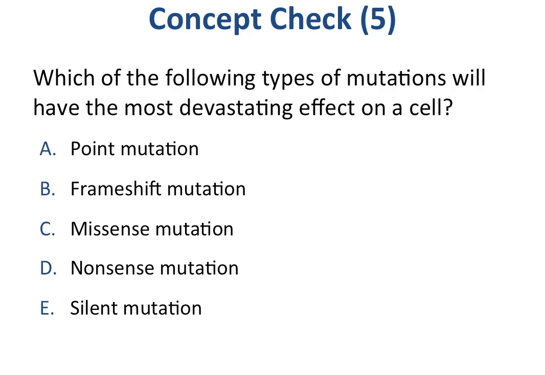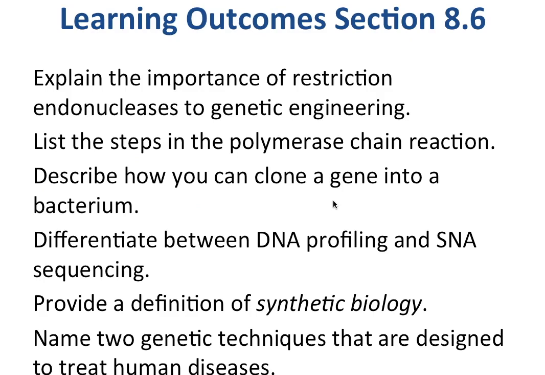Now let's work on this question. Which of the following types of mutations will have the most devastating effect on cells? So I give you 5 seconds. So the correct answer is B, frameshift, since this is a relatively huge amount of base change, so it can cause a significant effect on the mutation.